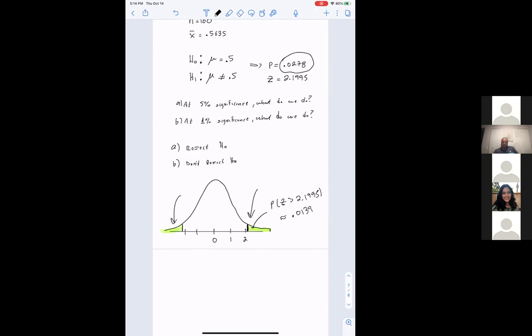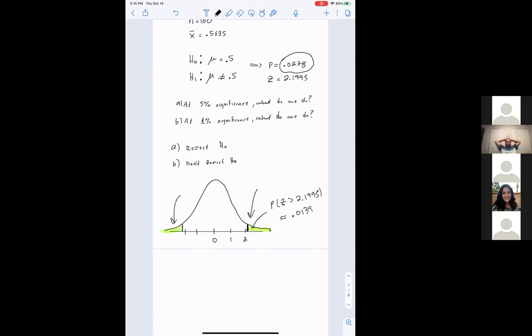If we do 0.0139 and multiply it by 2, we get 0.0278, which is the p-value. So for a two-sided test, the side that you landed on, you got to take that probability and multiply it by 2 because the p-value incorporates both sides. But at the end of the day, it's the p-value that determines whether or not we're going to reject or not reject the null hypothesis.